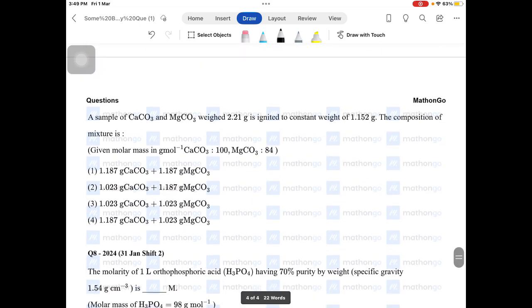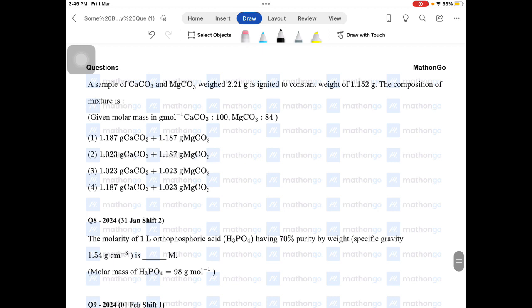Next question. Sample questions. Simple, they didn't give any year here. A sample of calcium carbonate and magnesium carbonate, weighing 2.21 gram, is ignited to constant weight 1.152 grams.